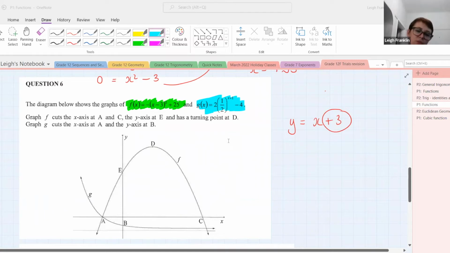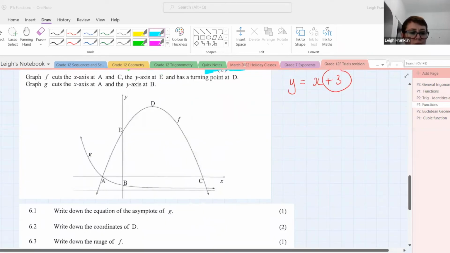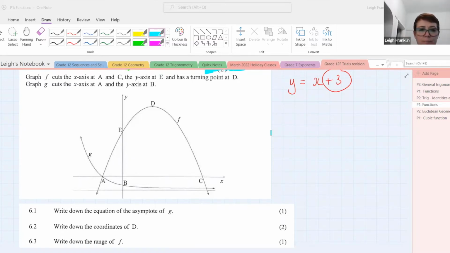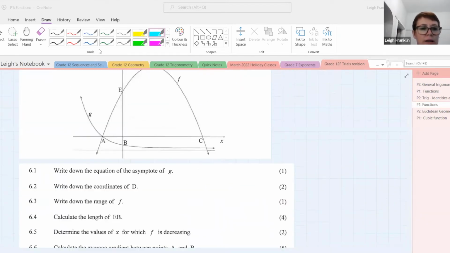Okay, so because it's an exponential function, it means it has a horizontal asymptote. So what's going to be the equation of the asymptote of G? It's going to be the line y equals negative 4. Good job. Lovely. Because they wanted the equation of the asymptote, don't forget to write y equals. If you just write -4, you're not going to get that mark. So you must make sure that you write y equals -4.